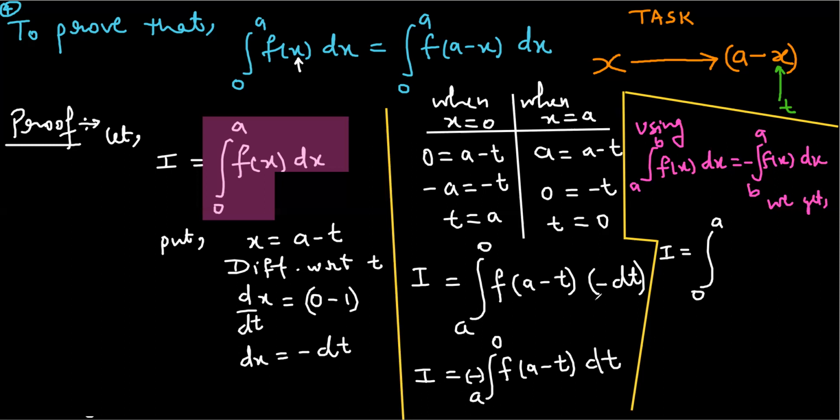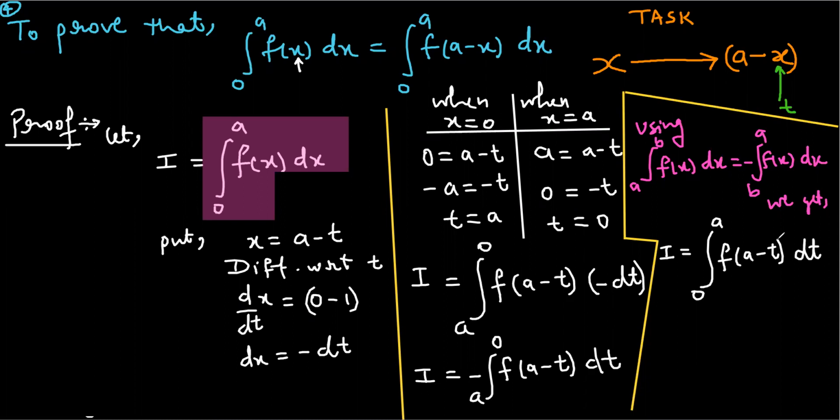So the next step when you come here, you will not get a negative sign. This is positive. Why is this positive? Because it was a to 0 with a negative. I wrote it 0 to a, so I will put one more negative sign. As I inverted the interval, negative with negative will become positive. And here you have f of a minus t dt.